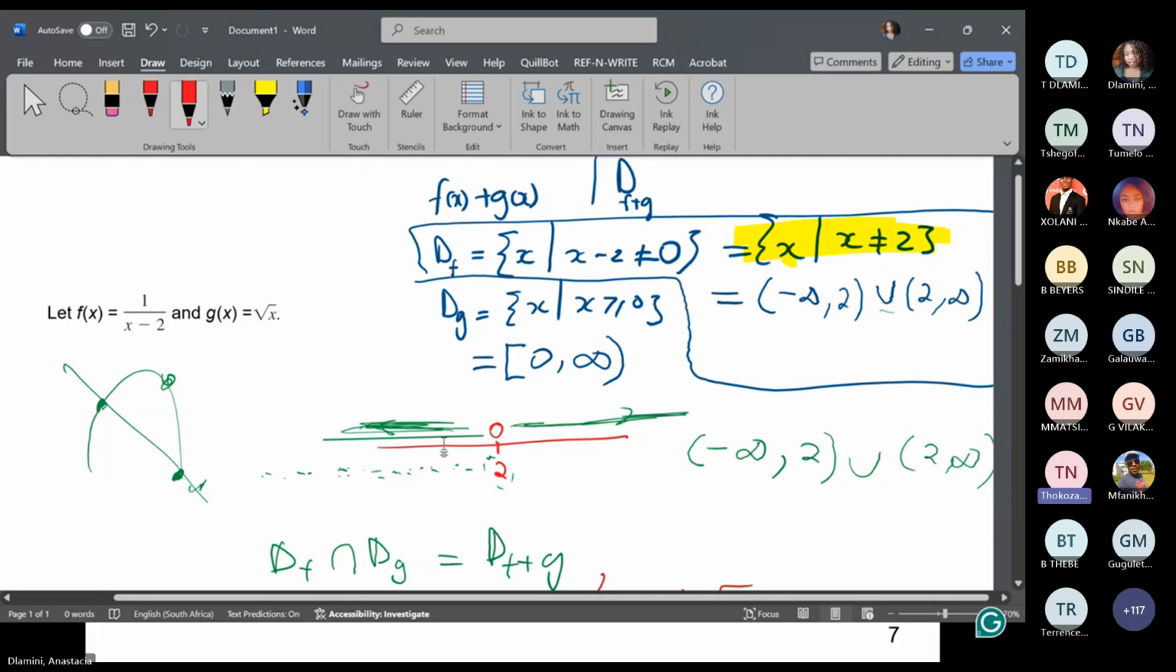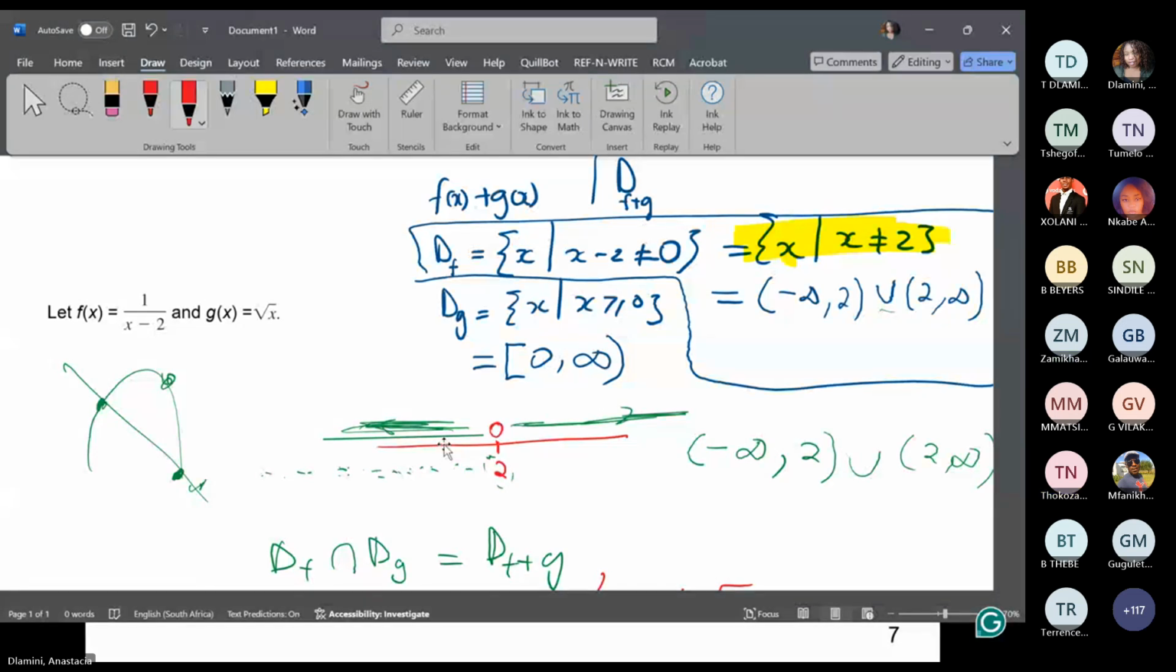Yes. I wanted to ask, why did we use the union symbol instead of the intersection? But the question asks for the intersection of the domains of f and g. That's why we are trying to get there, guys. That's where we are trying to get. Let's get there first. Let's see what your understanding is first.